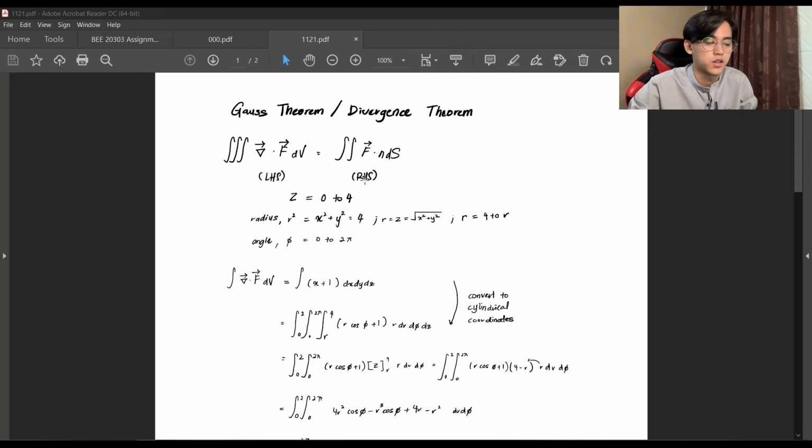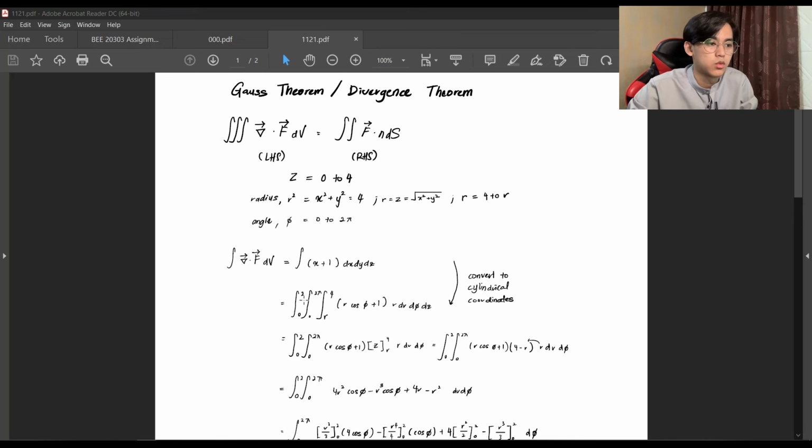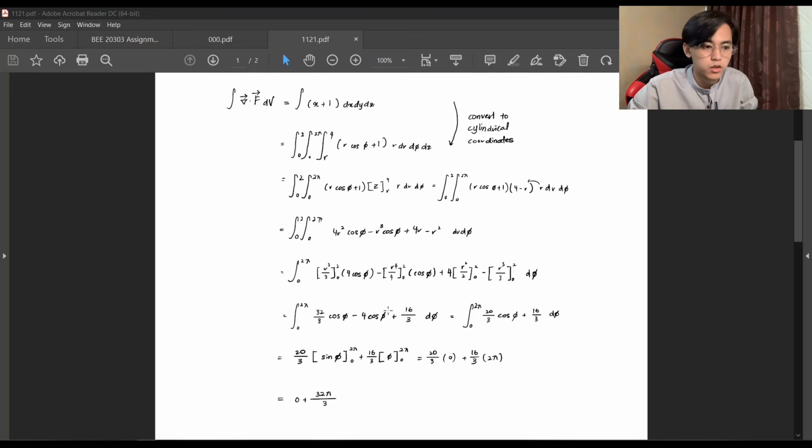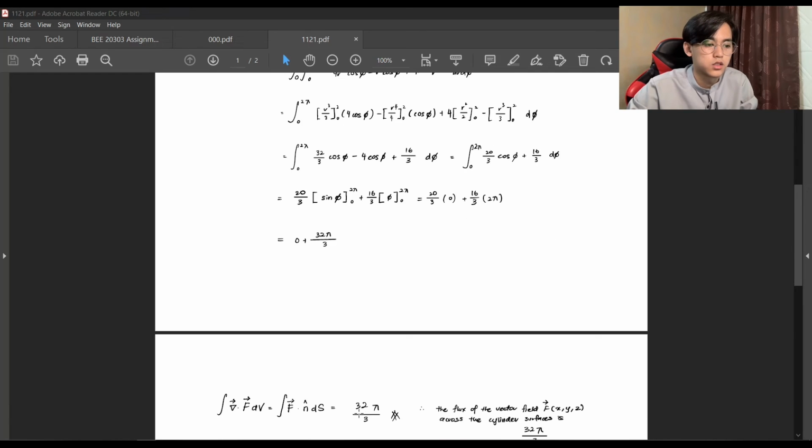Inside this theorem, there's a left hand side and a right hand side. Based on this manual calculation, we use the left hand side, where the range of z is 0 to 4, r is 0 to 2, and theta is 0 to 2 pi. We put all these values inside the integral. This is the value for the divergence, and then we convert it to cylindrical coordinates, where we get r cos theta + 1. Then we do all the manual calculation, and we get the value for flux, which is 2 pi divided by 3.